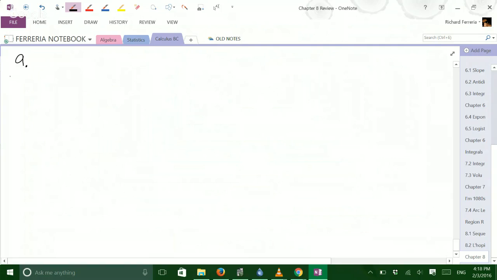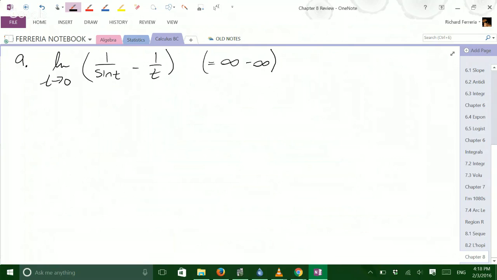Number 9. Limit as t approaches 0 of 1 over sine t minus 1 over t. Okay, so this is an indeterminate form. It's actually the indeterminate form infinity minus infinity, which doesn't really seem indeterminate, because we like to think that infinity minus infinity is 0, but it may not be 0.